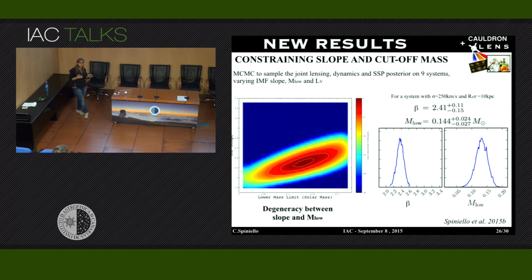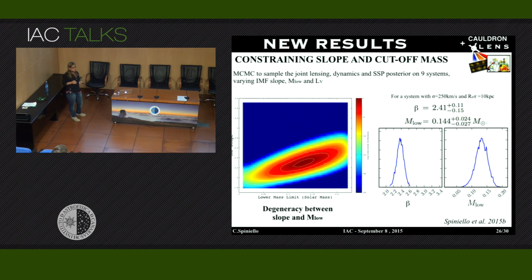We know that both of them cannot be universal, because we have plenty of lines of evidence that show us that we cannot trace all the galaxies with an IMF that looks like the one in the Milky Way and with a cutoff mass that is equal for all of them. So either we play with the cutoff or we play with the IMF slope, but one of them has to change. Okay? And this is, for instance, when we use MCMC, Markov chain Monte Carlo, to sample the joint lensing, dynamics, and simple stellar population posteriors on 9 of the 10 systems. For one of them, we're missing the HST data.